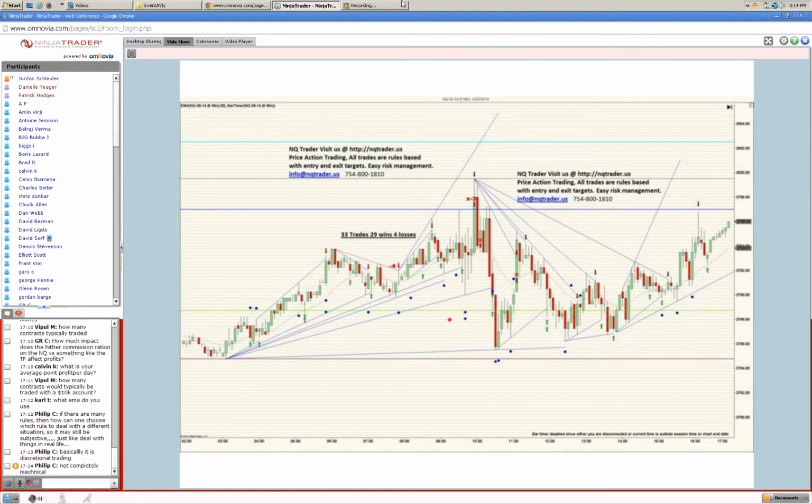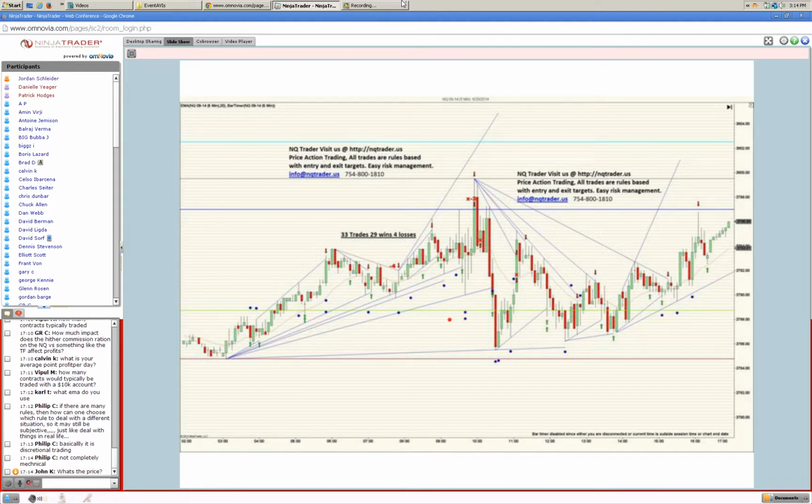It's not mechanical at all. There's nothing mechanical about this except for the rules. You click on the lines. When it comes to it, you draw the lines manually. You put them in on your chart. You wait for it to enter, and you enter.